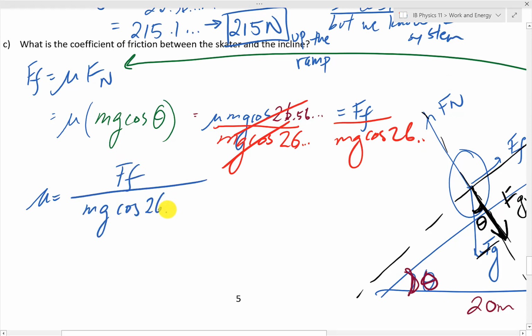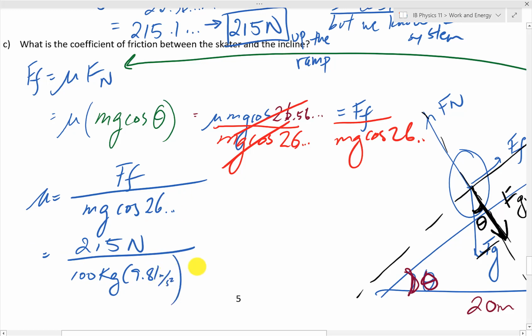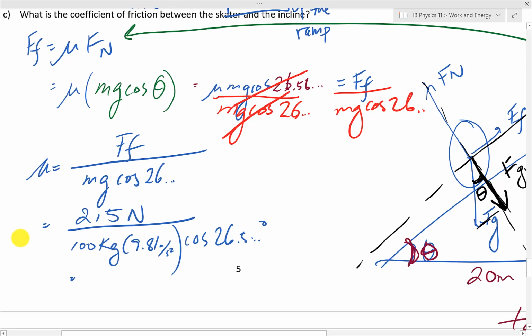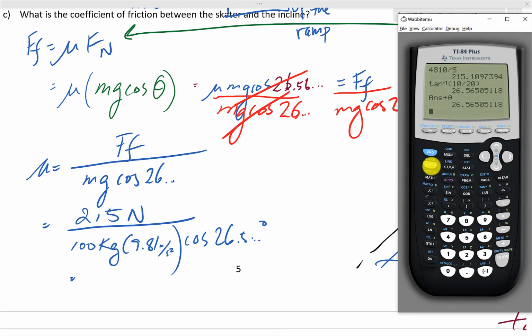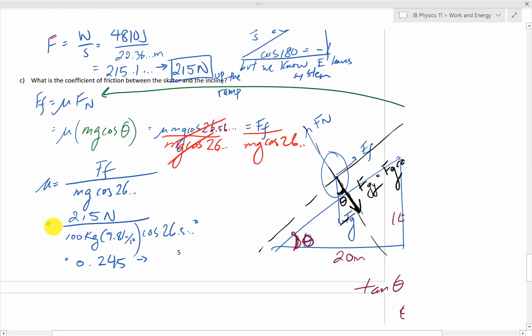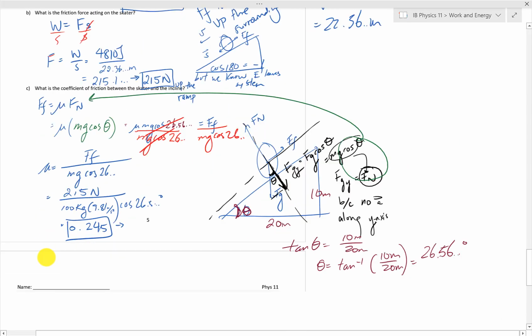And putting in all our values, which include force of friction is 215 newtons from the previous question, the mass, gravity, cosine 26 degrees, and putting that all in our calculator, we are going to get a mu value of 0.245, I believe, 3 sig figs, and that's what we get.